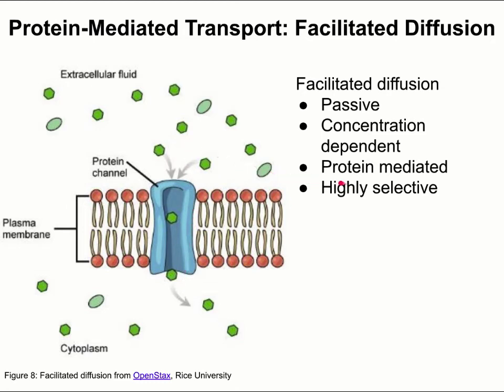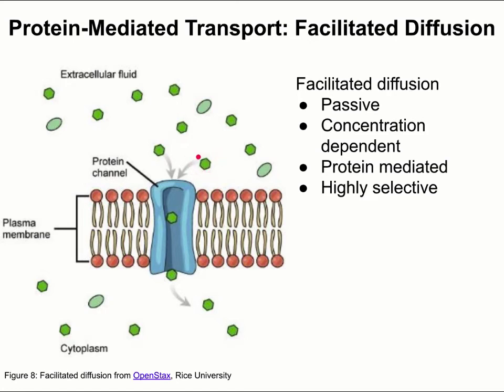Facilitated diffusion, because it's protein mediated, is highly selective. Take a look at the picture and you'll see there are two different kinds of molecules outside the cell, represented by the small hexagons and the larger ovals. And they both exist in a concentration gradient, high outside the cell and low inside. The protein transporter, however, is specific and only allows the hexagons through.